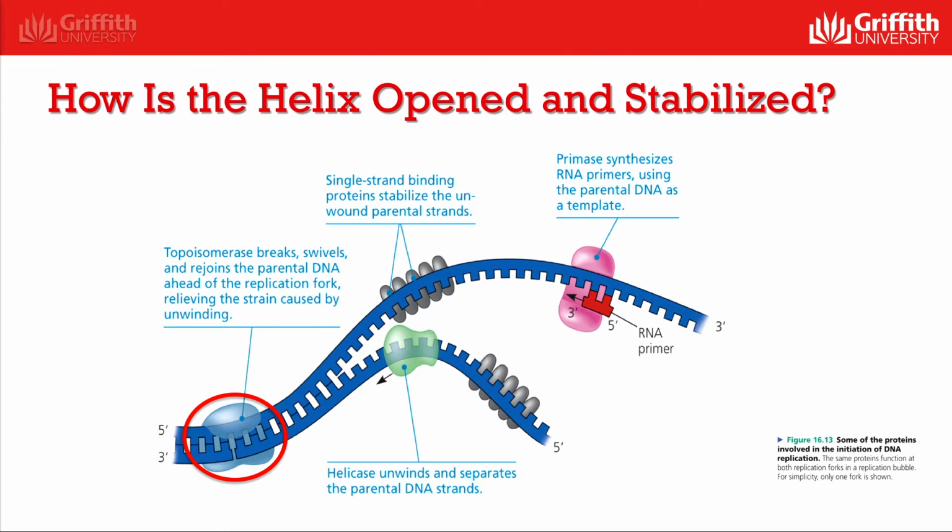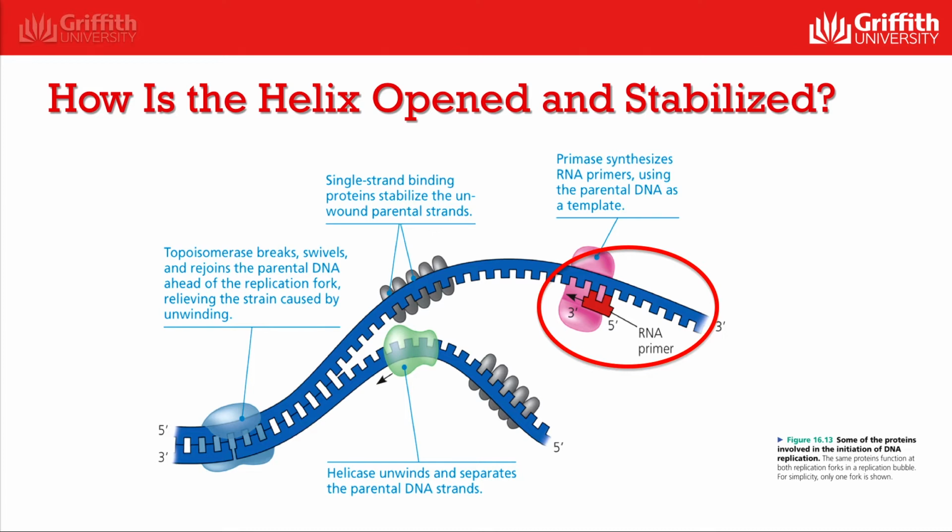The unwinding of the double helix causes tension further down the helix ahead of the replication fork. Topoisomerase helps relieve this tension by cutting and then rejoining DNA. DNA polymerase can't initiate synthesis without the presence of a primer, which provides a free hydroxyl group at the 3' end so that DNA polymerase can add incoming nucleotide bases.